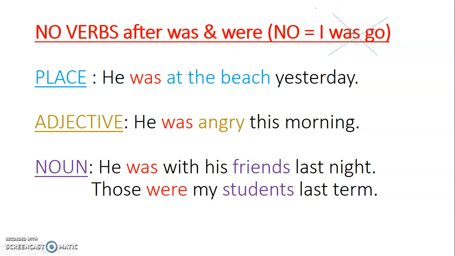Then what can we put instead of a verb after was and were? We can put a place. For example, he was at the beach yesterday, or he was at my house yesterday. We can put an adjective, for example, angry. He was angry this morning. And we can also put a noun. He was with his friends last night, or those were my students last term. So again, we can put a place, an adjective, a noun, but we cannot put a verb. In English, you cannot say I was go or they were eat. This is forbidden.